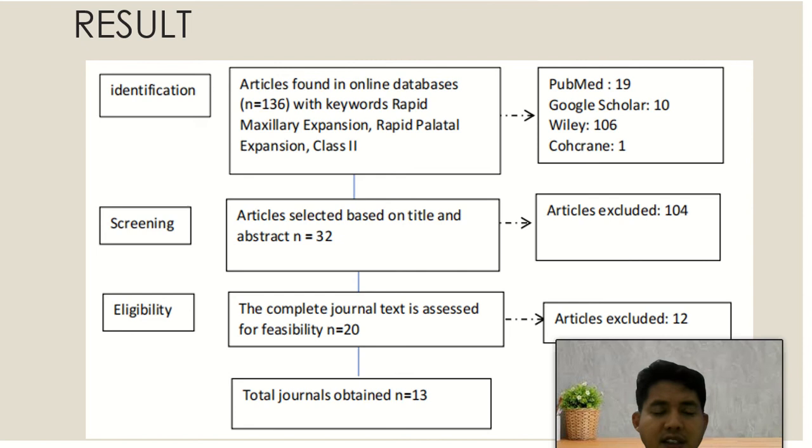Result. Identification: articles found in the online database, 136, with the keywords rapid maxillary expansion, rapid palatal expansion, class 2. After screening, articles selected based on title and abstract, 32. After eligibility, the complete journal text was assessed for feasibility, 20, and then the total journals obtained, 13.